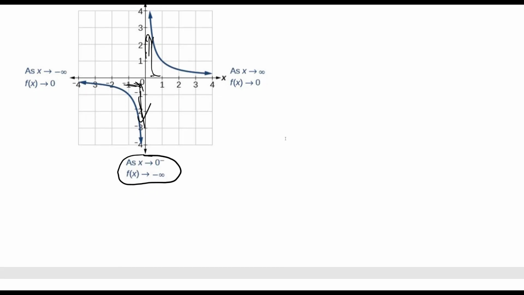And as x gets really big, if it's 4, then 1 over 4 is 0.25. If it's 10, 1 over 10 is 0.1. If it's 100, it's going to be 0.01. So this is getting closer and closer to 0, just like this side is getting closer and closer to 0 as x gets really big.